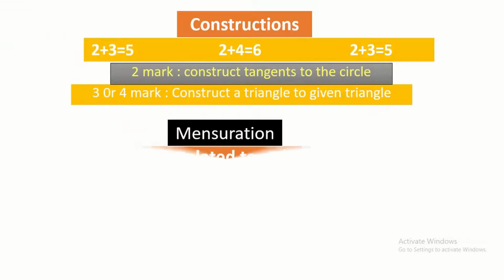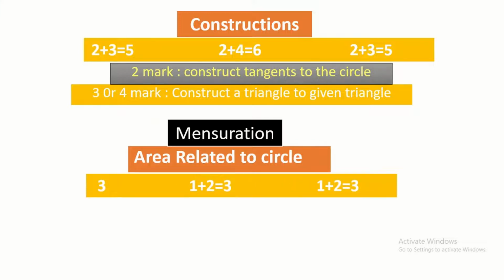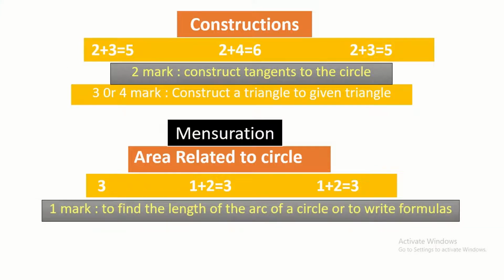The next unit is mensuration. In the mensuration part, area related to circles is one of the units. In area related to circles, 3 marks 1 question may appear, or 1 mark 1 question and 2 marks 1 question, totally 3 marks, may appear. These are the two types of distribution of marks in area related to circles.